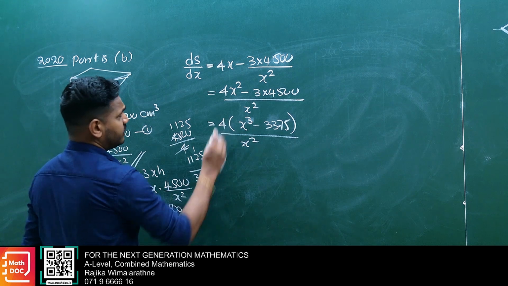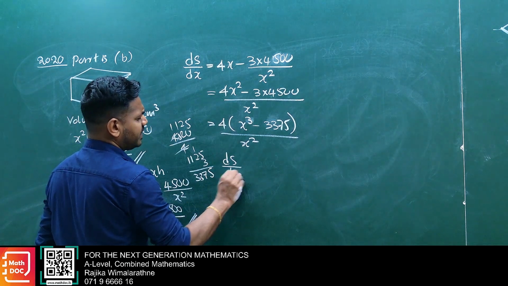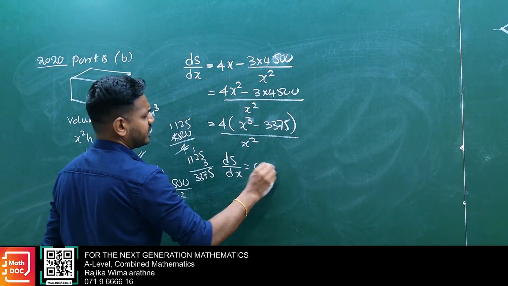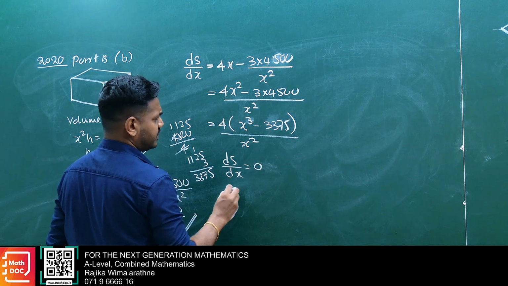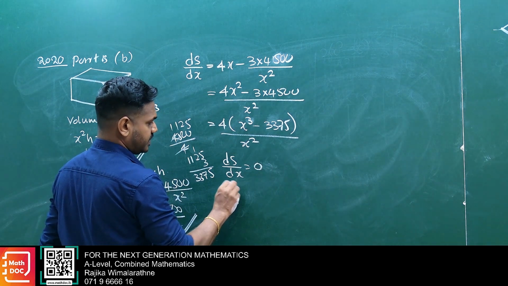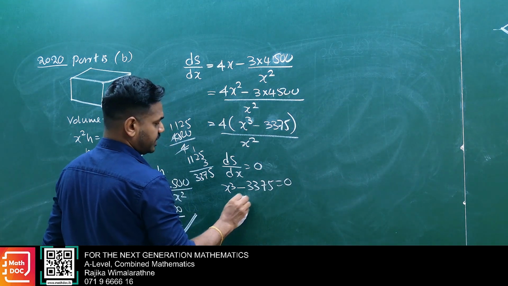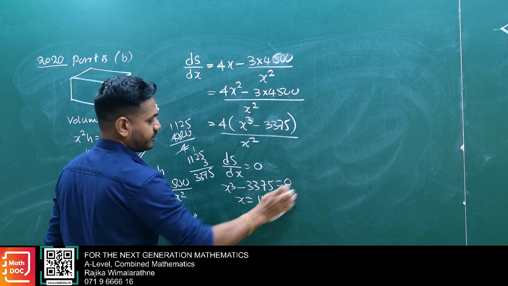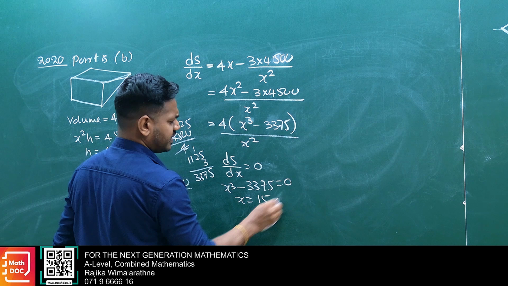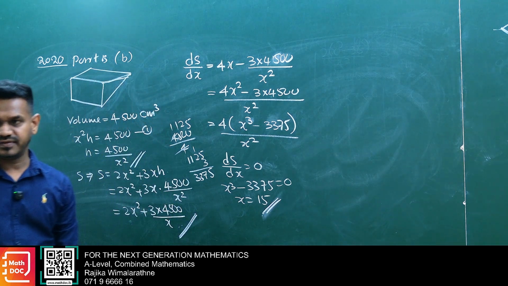Then you follow the procedure: ds divided by dx equals 0. Therefore x cubed equals 3375, then x equals 15. The x value is 15.